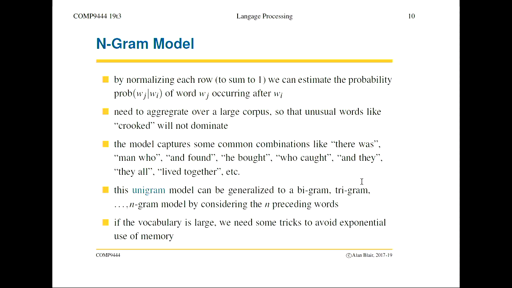We could generalize the unigram model to a bigram or a trigram model, by considering the n preceding words. So we could consider the 2 preceding words, or the 3 preceding words, or the 4 preceding words, or whatever.